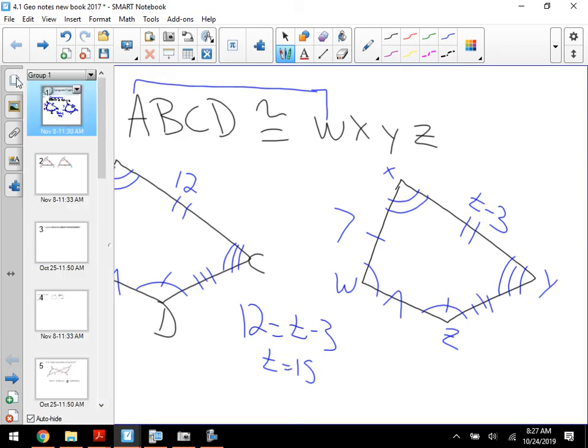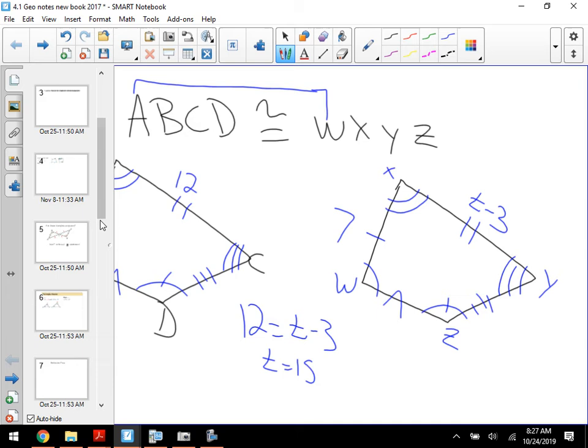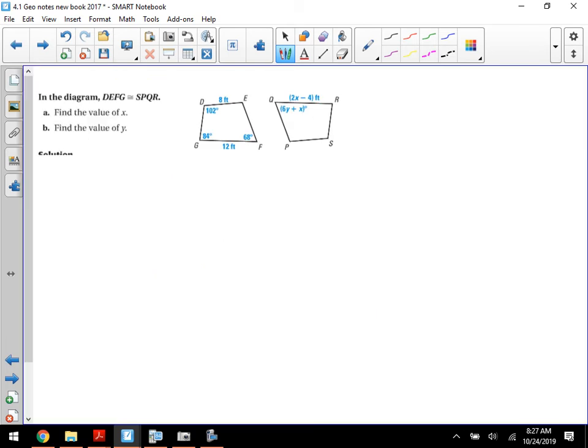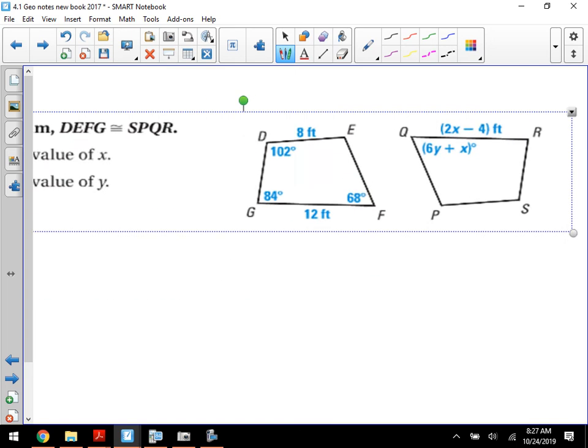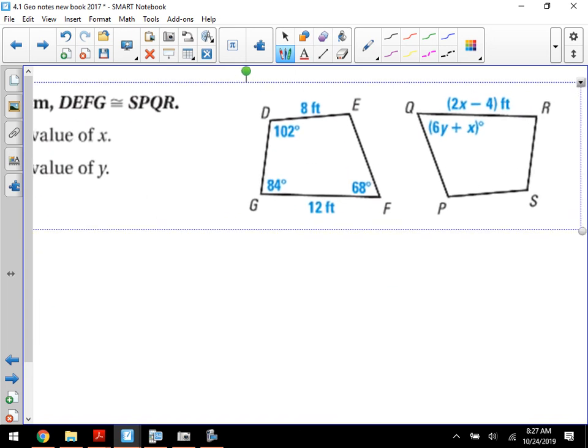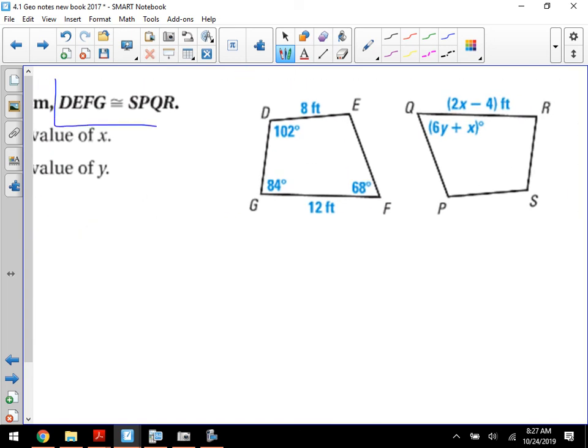Let's see what else we got here real quick. This one might be tough to draw. Here's what we have as our congruency statement: DEF is congruent to SPQR. And they're asking us to find X and Y. Let's blow this up just a little bit better.